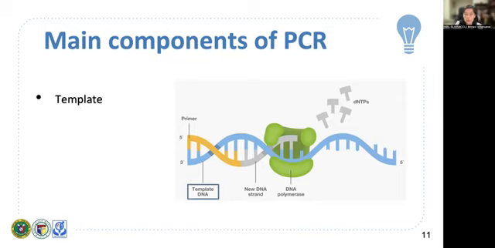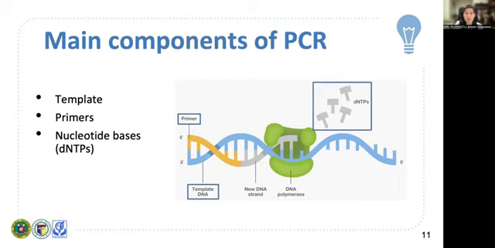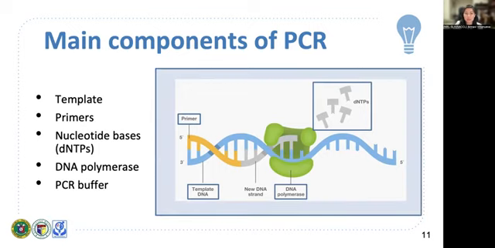Your template, usually template DNA, your primers, your nucleotide bases, your dNTPs, and your DNA polymerase. Last but not the least is your PCR buffer, where all of these molecules, these reagents, these enzymes, are submerged in the solution consisting of your PCR buffer. So let's go through them one by one.